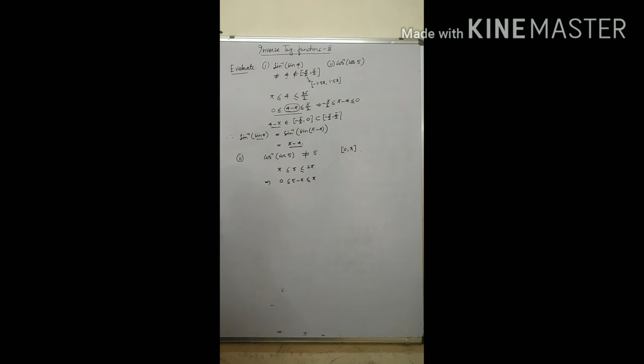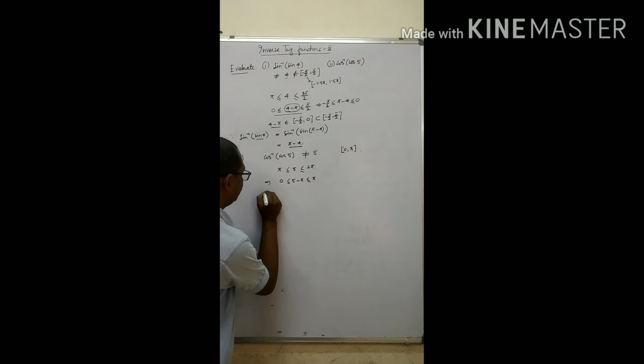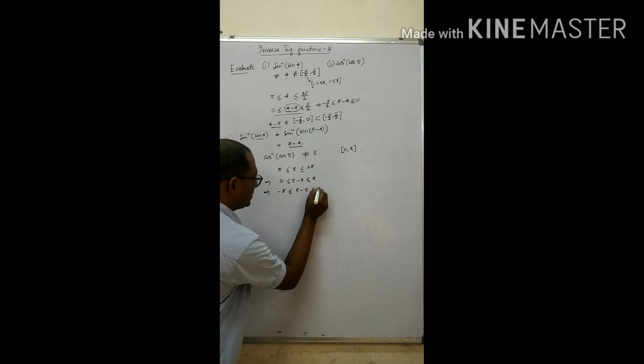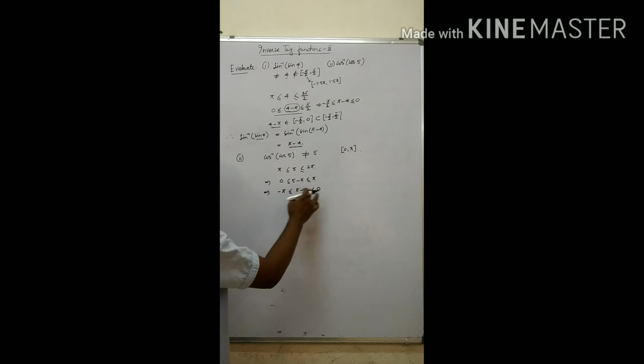But the problem is, cos of 5 minus pi is not cos 5. So we'll use another trick. Minus of 5 minus pi is pi minus 5, which is lying between minus pi and 0.